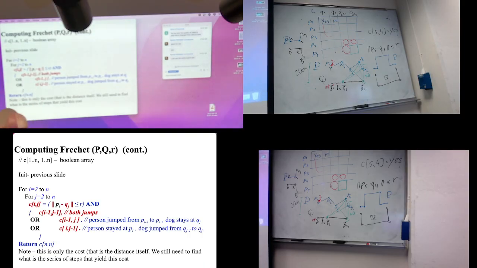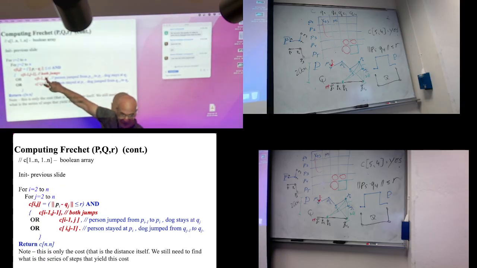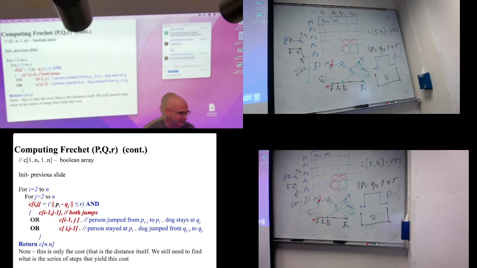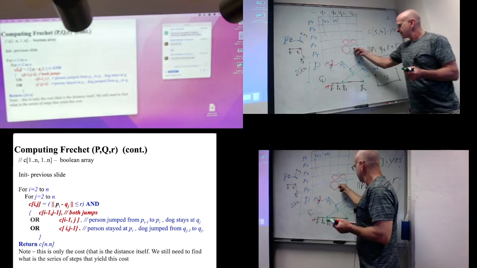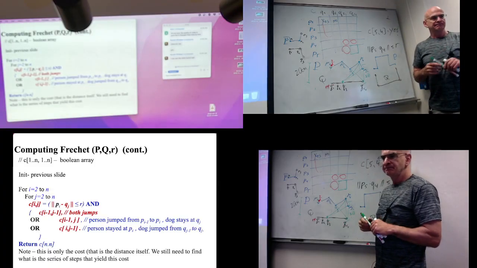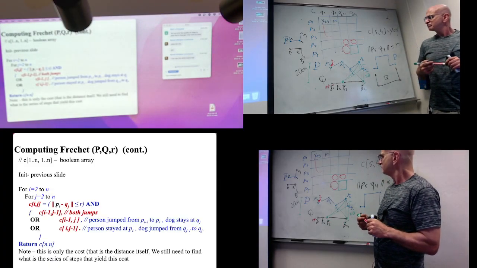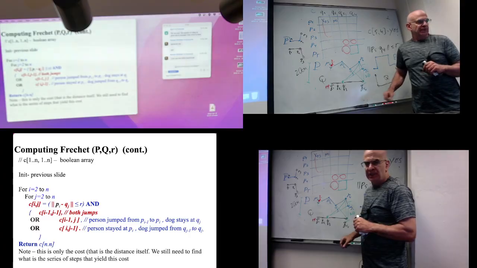And this is just a symmetric case. So this should contain true, or this should contain true, or this should contain true. And it's not XOR. If two of them are true, that's fine. But that's the only case where you write yes over here. Okay, and that summarizes the Fréchet.